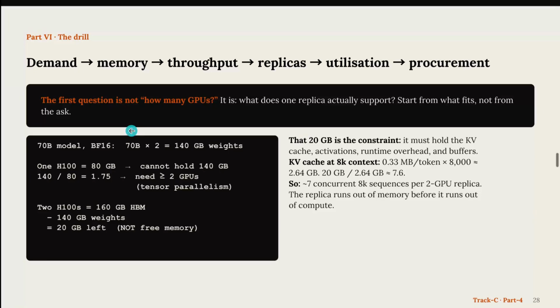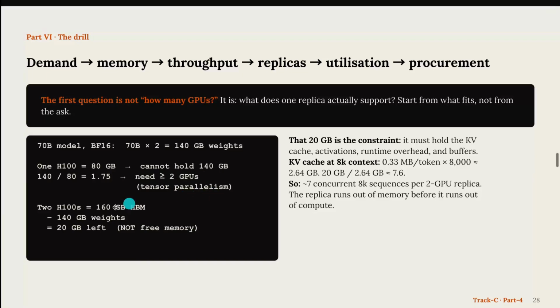So if there is a 70 billion parameter model at 16 floating point, we are looking at 70 billion times 2 bytes, which is 140 GB of weights. The memory itself requires 140 GB. An H100 can only store 80 GB of data, which we saw. It cannot hold 140, so approximately we would need 2 GPUs, or tensor parallelism.